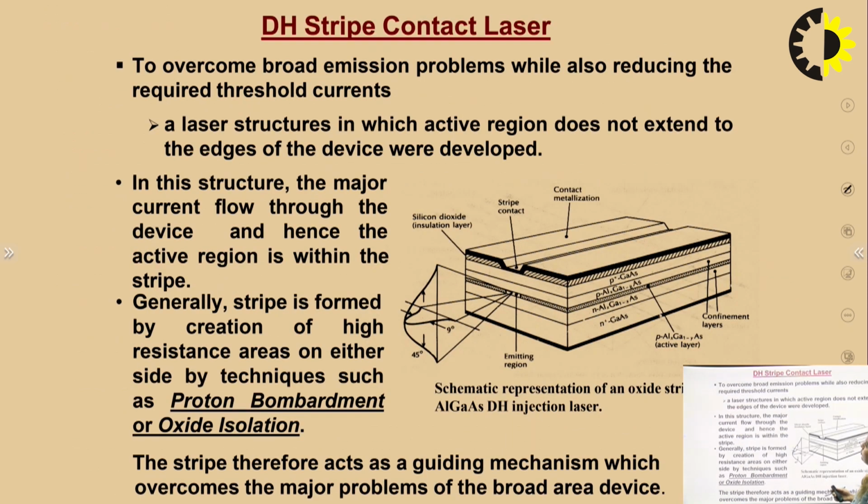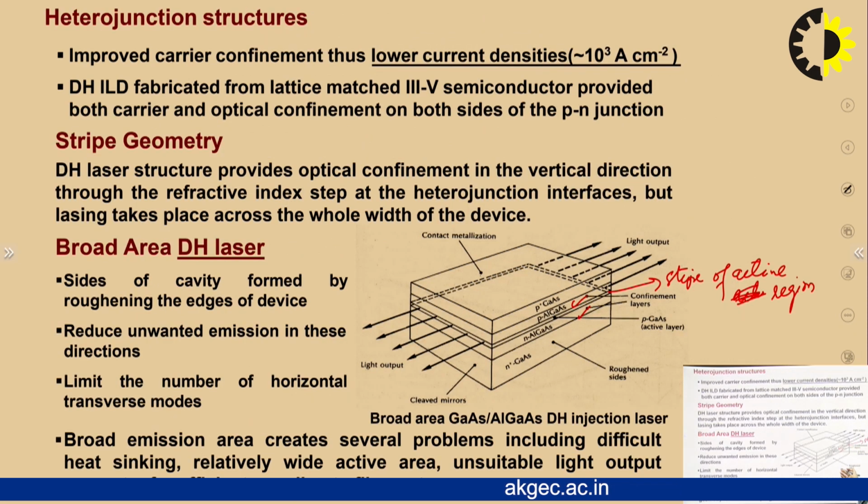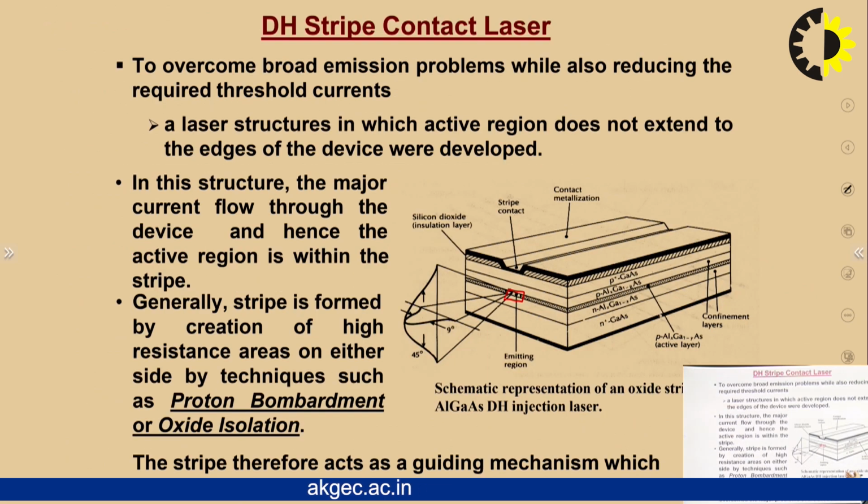So we move to the DH stripe contact laser. You can see that the DH stripe contact laser has a structure similar to stripe geometry, but in this we have a particular section through which the light comes out externally. So we have properly narrower light as compared to the broad area we have already seen. In the broad area, the loss of light is much wider as compared to this DH stripe contact laser.